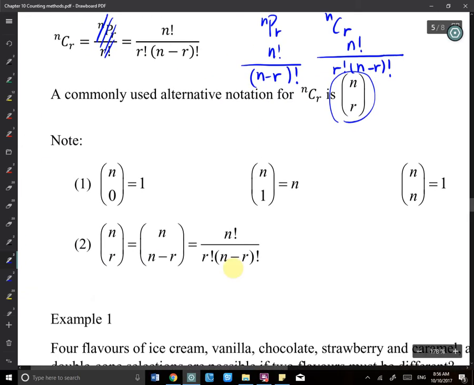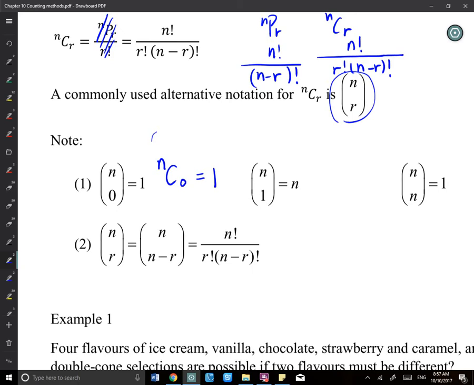The first one is nC0 is 1. Why is it 1? Have a think about that. I have n items. I want to select 0 items from n items. How many ways can I do it? 1 way: not selecting anything. There are n things, I want to select 0 things from this. How many ways can I select it? 1 way, not selecting anything. Do nothing. That's only 1 way to do it.